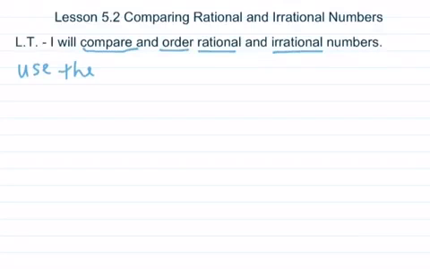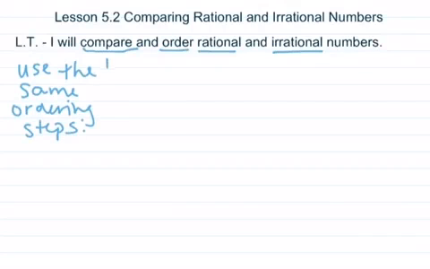Okay, can you remember the ordering steps we use to compare rational numbers? We created a flow map in class, and you guys recalled those 4 steps. So we're going to use those exact same steps when we're comparing rational and irrational numbers.